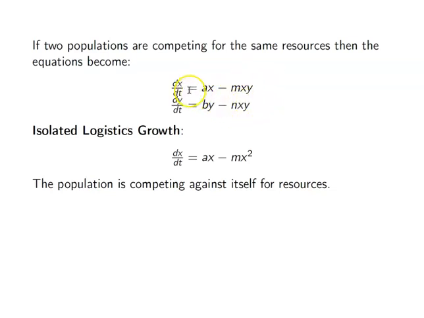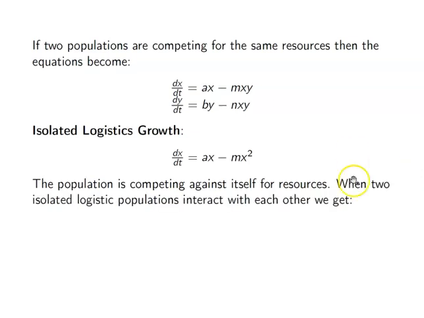Here, this would be like I have a bunch of rabbits, and then I also have a bunch of deer. They eat the same things, and so they keep each other in check because they're eating up all of the resources that they share together. Okay. So when two isolated logistic populations interact with each other, we get the following. This population is decreasing because of interactions with itself, and it's decreasing because of interactions with the other population that is competing for the same resource.